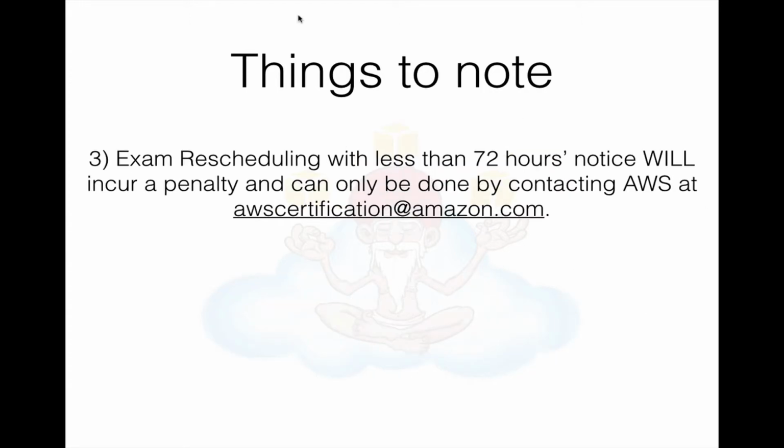The other thing to remember, if you reschedule your exam with less than 72 hours notice, it will incur a penalty. Usually this is $75, but I think it depends on the region. It certainly is in the UK, so make sure that if you're going to reschedule your exam, give them 72 hours notice, and the way you can reschedule your exam is by contacting that email address.